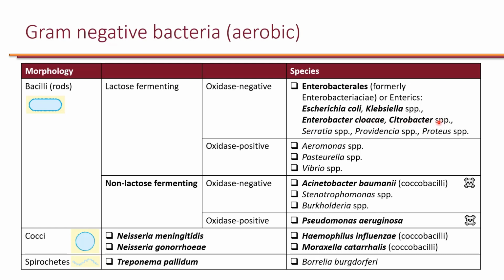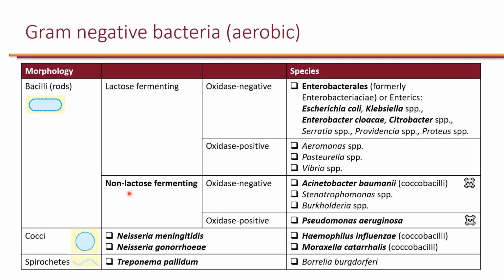There are several Citrobacter species, Serratia species, Providencia species, and Proteus species. These are all under Enterobacterales. And then we have other lactose fermenters: Aeromonas, Pasteurella, and Vibrio species.